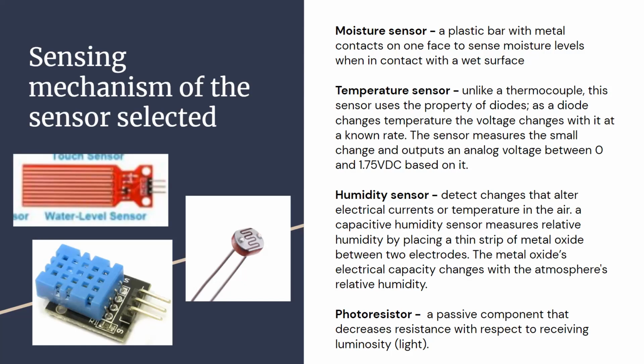And finally, a photoresistor, which we'll be using, is a passive component that decreases resistance with respect to receiving light.